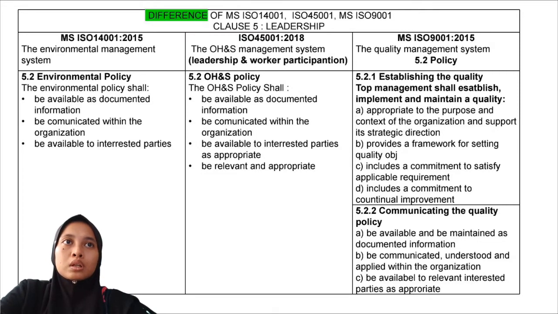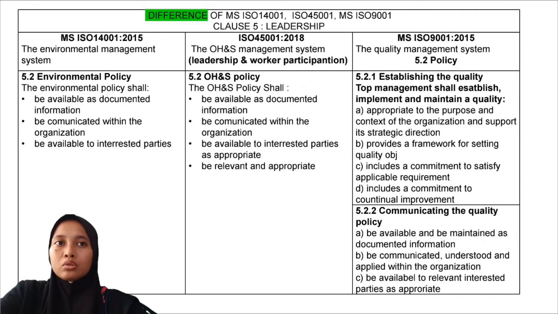Now I will talk about 5.2, and we go to the quality management system. 5.2.1, establishing the quality policy. Top management shall establish, implement and maintain a quality policy that is appropriate to the organization and supports its strategic direction, then provides a framework for setting quality objectives, includes a commitment to satisfy applicable requirements, and D, includes a commitment to continual improvement.